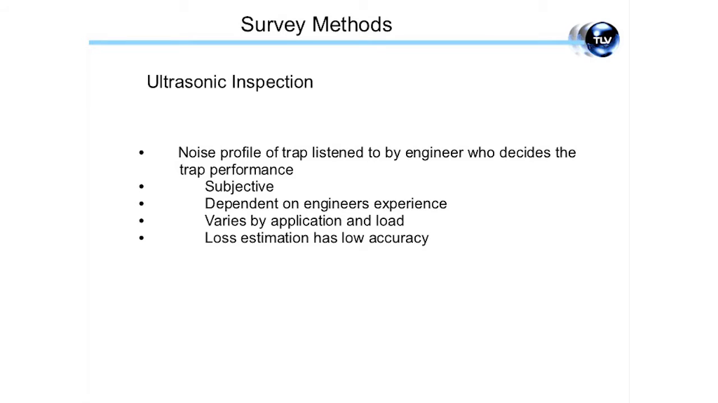We also could do it using ultrasonic only, have an ultrasonic gun, listen to the noise. We can pick up cold traps, leaking traps. We can tell that the trap is leaking, so we know whether it's good or bad. But it does rely on the inspector to be experienced and be able to interpret that noise. The noise also varies for the same type of trap, same pressure, depending on where it is actually located. It will make a different noise. So you have to be very experienced to be able to do it. Again, the loss estimation is an estimation.